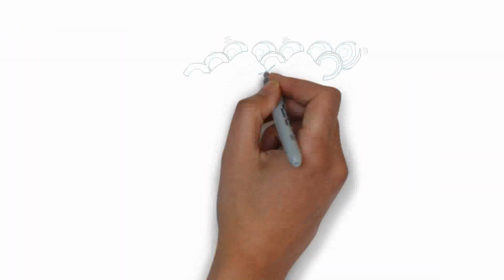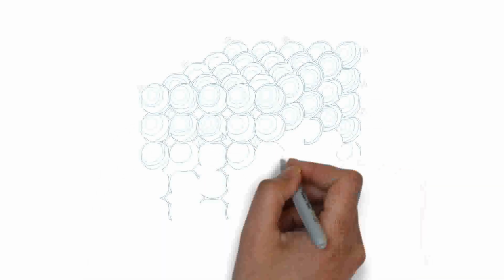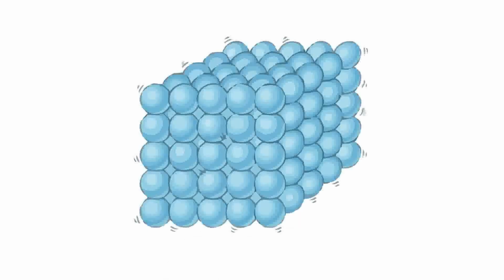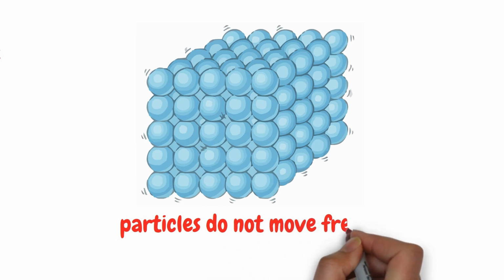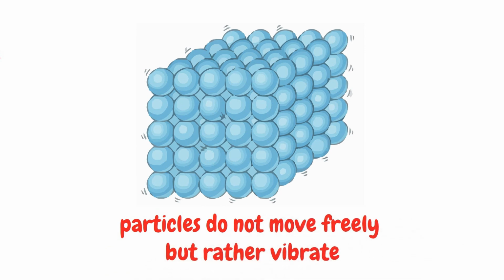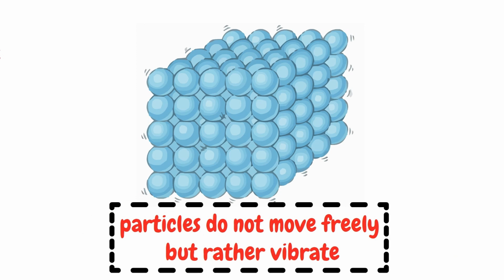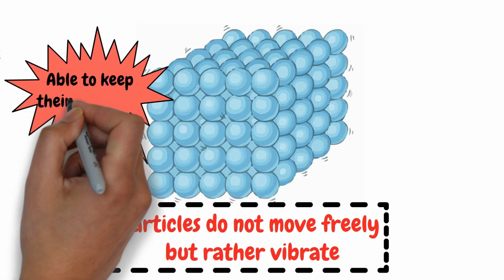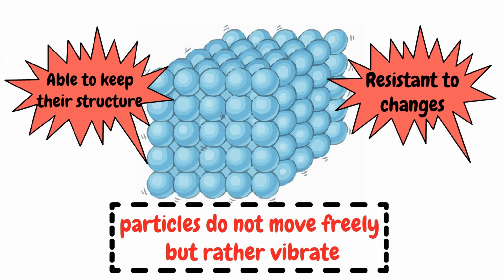Solids are distinguished by their particular structure, which is a consequence of the fact that the particles that constitute the solid vibrate and are packed together in an unusually dense manner. The particles do not move freely but rather vibrate. As a result of the dense packing that takes place within solids, they are able to keep their structure and are resistant to long-lasting changes.